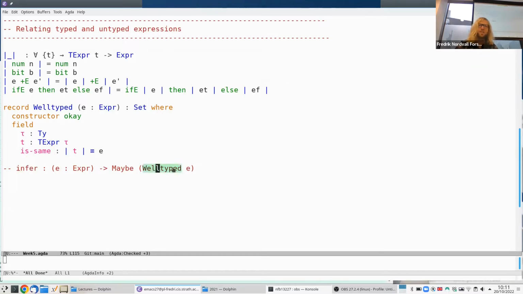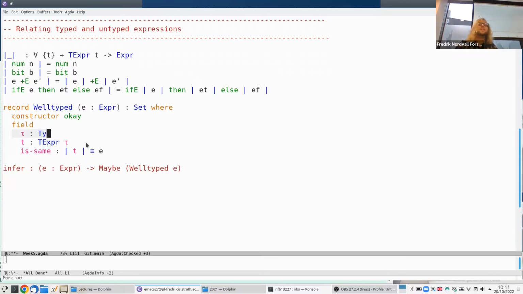So now we could hope to go the other way and say that given an expression, we could hope to find a proof that it actually is a well-typed expression, right? But we know that not all expressions are well-typed. We can do false plus 7. That's not going to be well-typed. So we, again, can't hope to get a proof that every expression is well-typed. We can only get a maybe proof here, right? And I call this infer because we're in some sense doing type inference, right? We're trying to figure out what this type is here that makes it work.